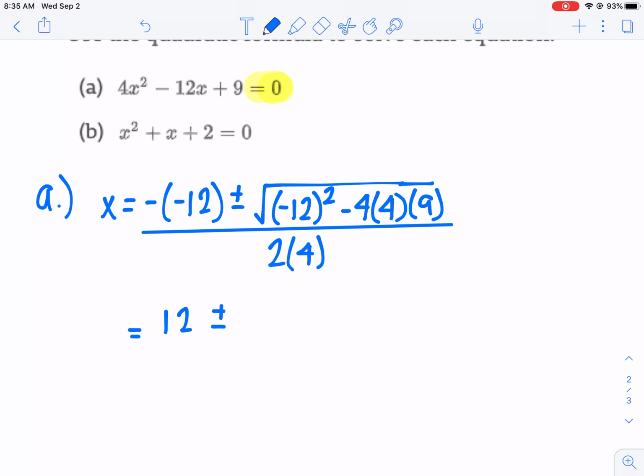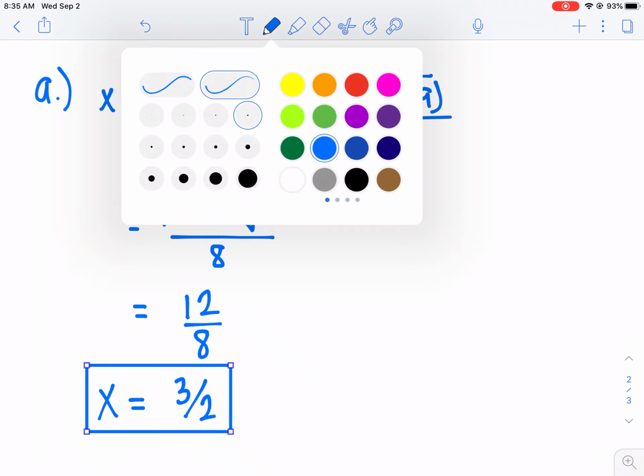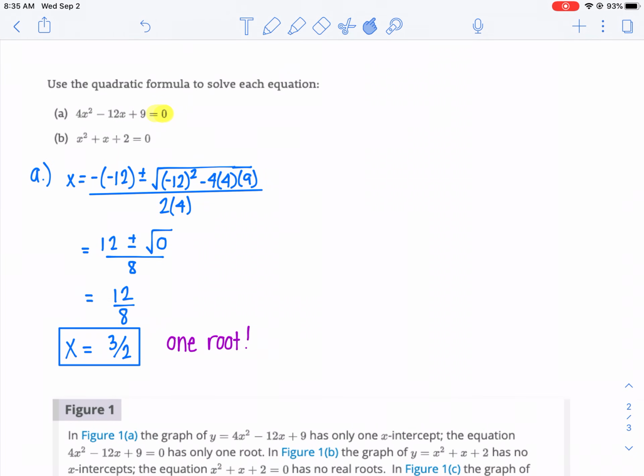Simplify. I am getting 0. Square root of 0 over 8. This is pretty nice because the square root of 0 is just 0, so it goes away. So x in this case would be 3 over 2. Notice this is just one root. When you add 0 or you subtract 0, you'll get the same answer. So we're going to talk about these kind of special cases here. So make sure you note that this is just one root versus above there was 2 roots.